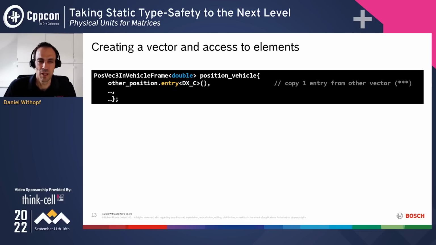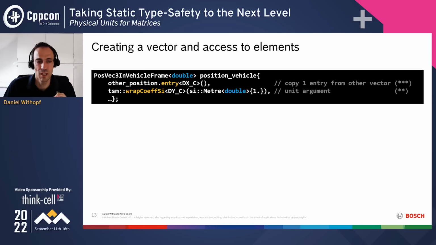So here, as I explained, there's a full check. So the other position has to contain that dx entry. The current vector we're constructing has to contain this entry or this index as the first element. And the 2 vectors also have to have the exact same matrix tag or vector type. The second option that's a little bit less type-safe is to use the method rep coefficient SI to create an entry. So we again have to mention the index here. That would be dy in that case. And we simply pass a physical unit argument to that method. So in this case, we want to create a physical quantity of 1 meter and assign it to that index dy in that vector.